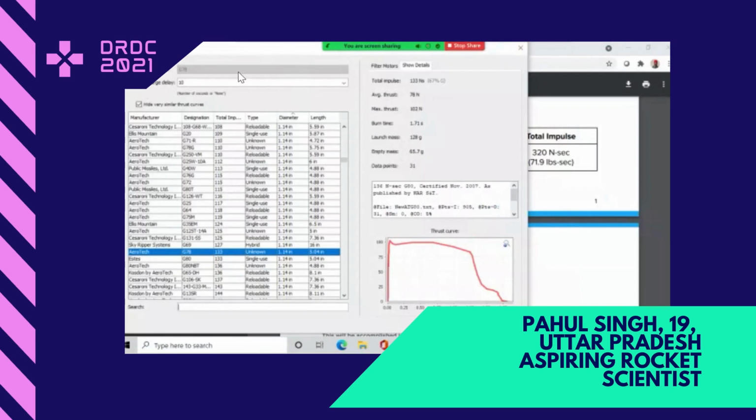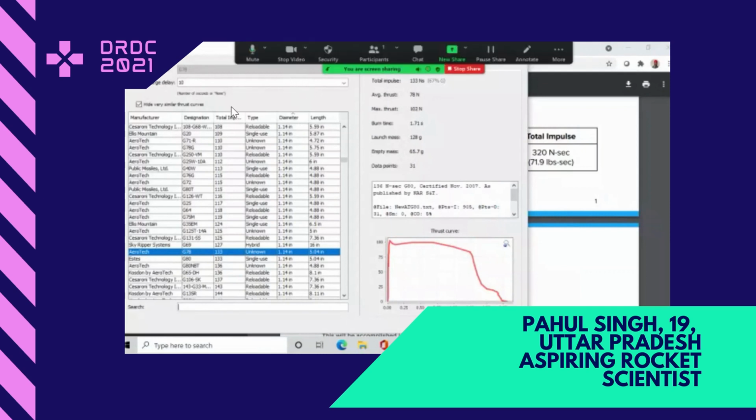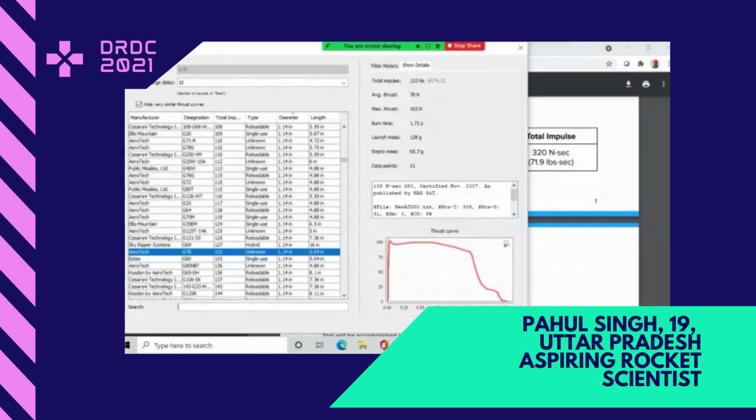These are the total details of my motor. I used the Aerotech G78 motor with 133 Newton seconds of impulse. The diameter is 1.14 inches and the length is 5.04 inches. And this is the thrust curve.